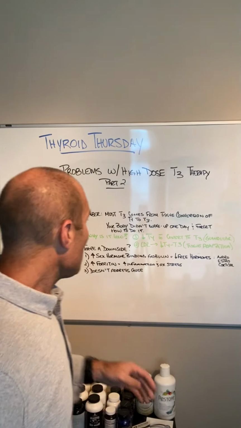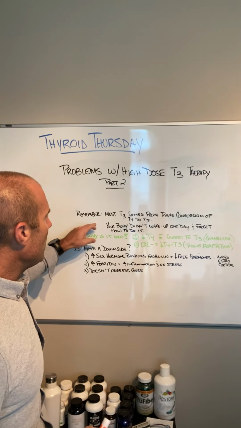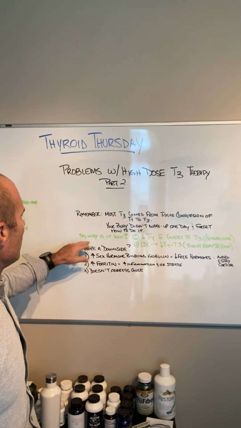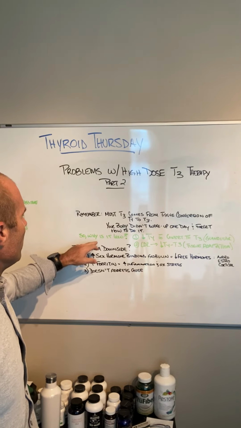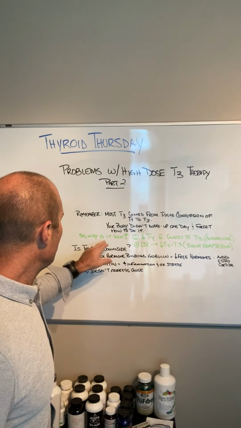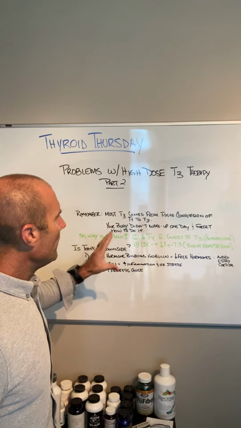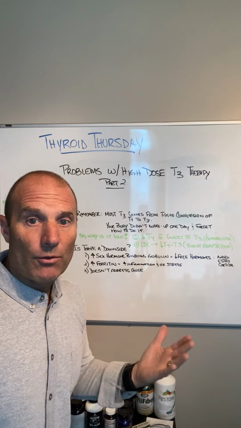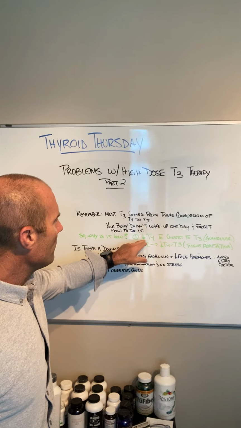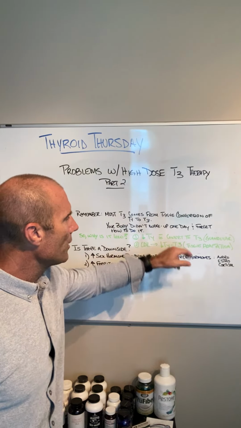So here's some other things that we need to take into consideration. I put on here, why would T3 be low if you have a functioning thyroid gland or if you're on T4? Free T3 could be low because there's decreased T4 to convert to T3.